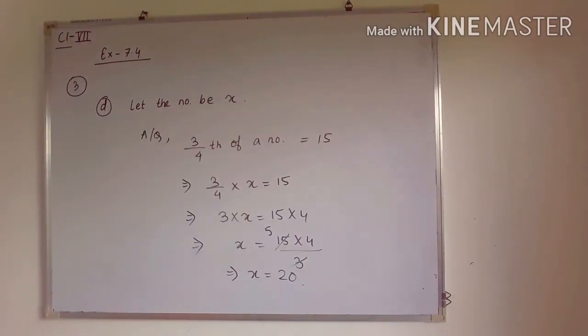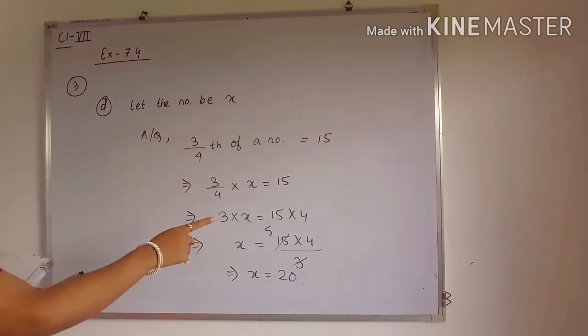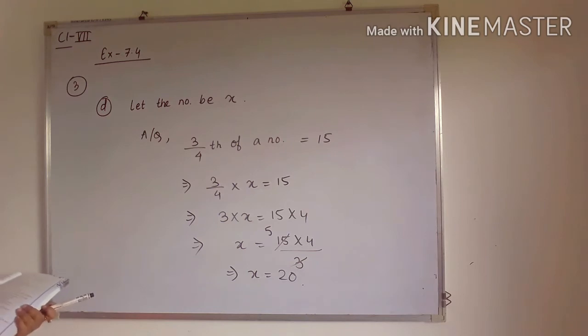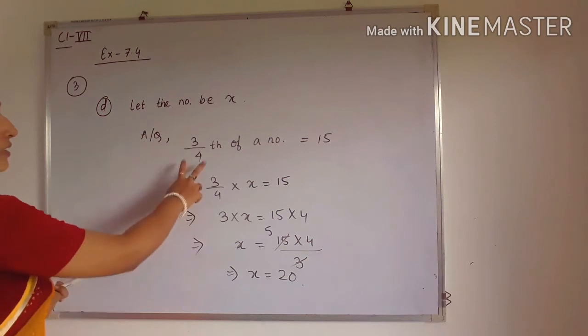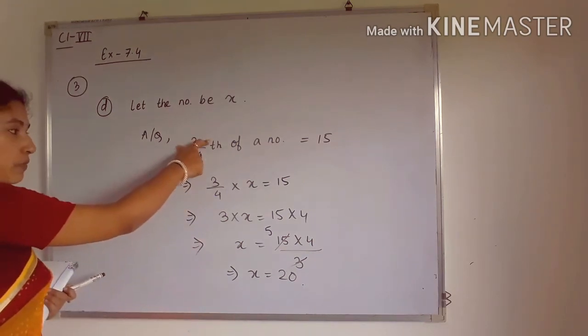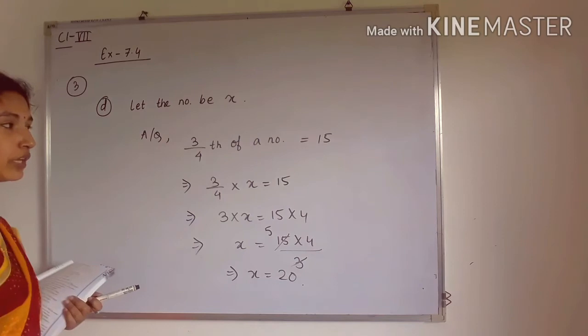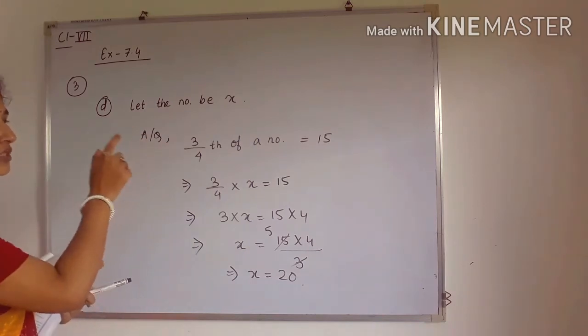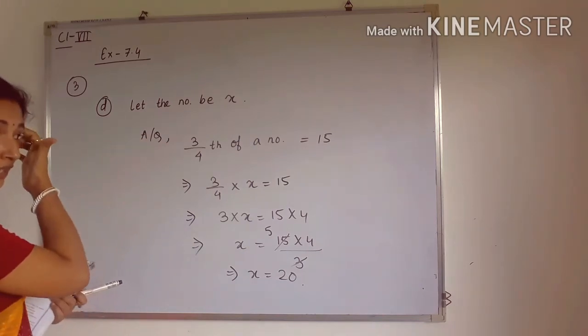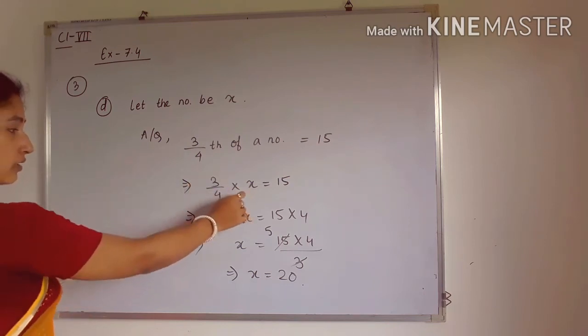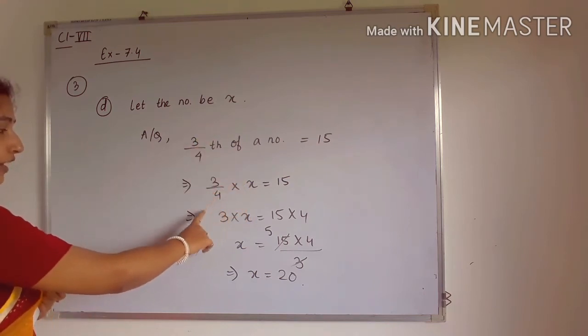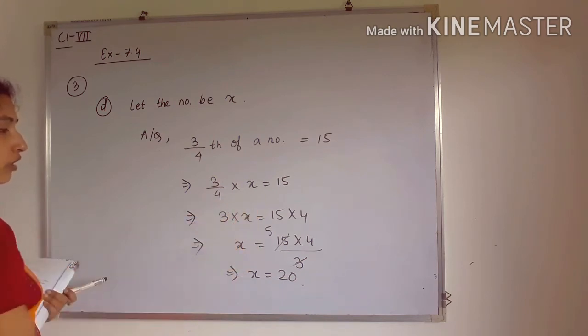Next question is 3 by 4th of a number is 15. What is the number? C and D both are same, so I am doing question number D. Let the number be x. According to the question, 3 by 4th of a number. When we say 3 by 4th of a number, it means if we divide the number into 4 equal parts and take 3 parts of it, the answer is 15. Okay, that is the meaning of the question. So what is that number? x. We are taking that number as x, and we will find it using the simplification of the equation.